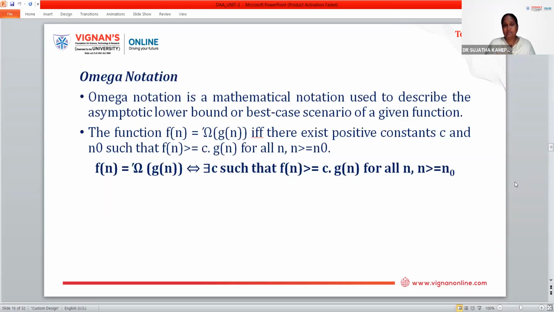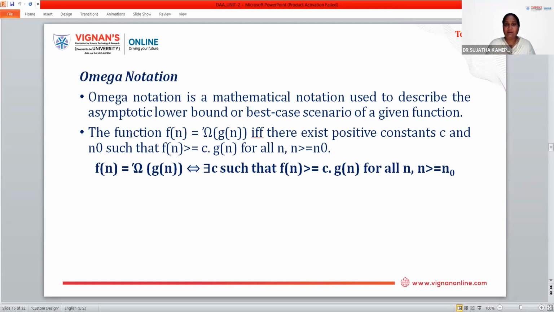Coming to the next one, omega notation. Omega notation is a mathematical notation used to describe the asymptotic lower bound or best case scenario of a given function. Now, how to define this omega notation?